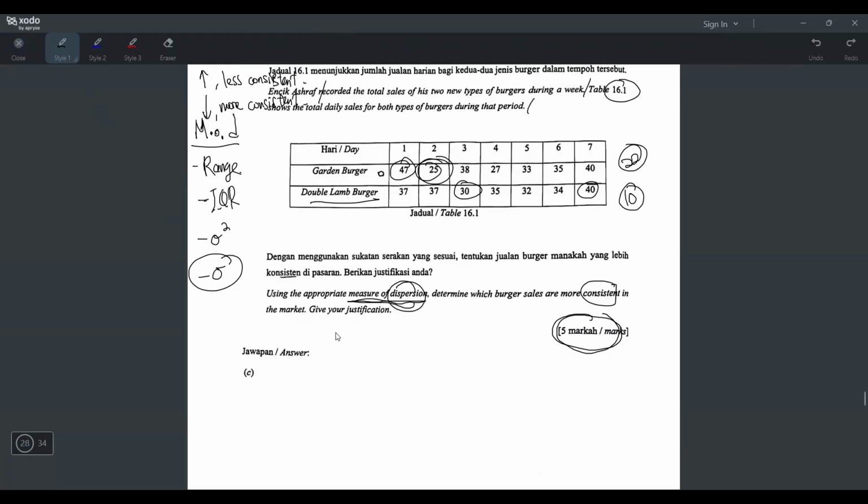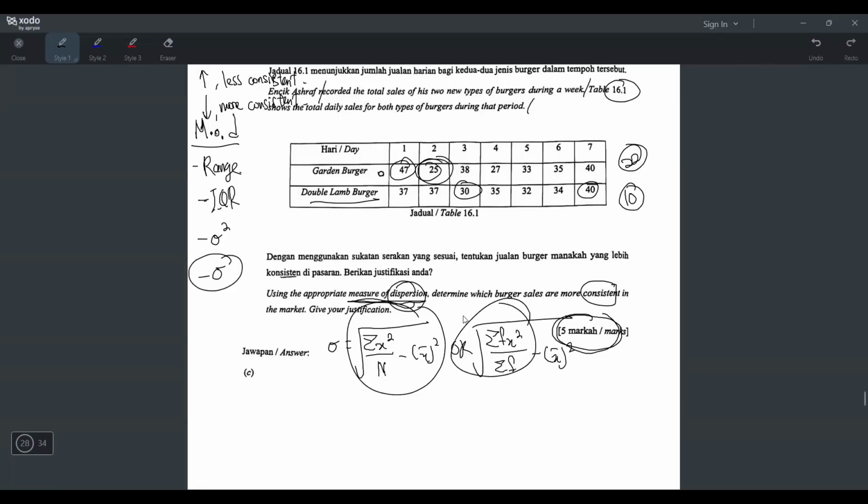So first step, let's write down the standard deviation formula. The formula looks like this: square root of sum of x squared over n, minus mean squared. And the other version is square root of sum of fx squared over the sum of f, minus mean squared. Why are there two formulas? The first one you use when there's no frequency for the data. The second one you use when there is frequency, usually when it's grouped data. When it's grouped data, you must use the second formula.